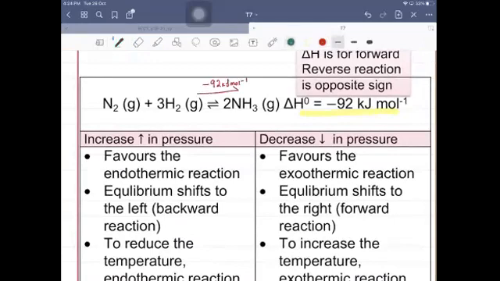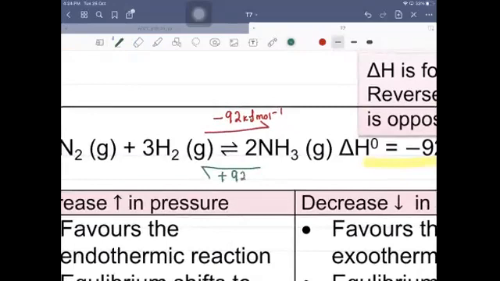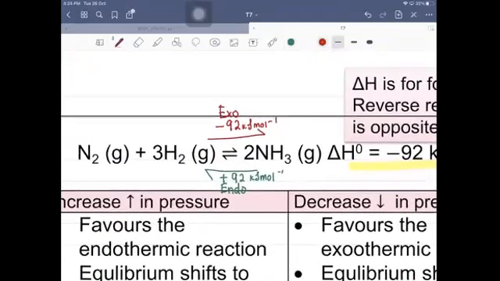And the reverse reaction is the opposite sign, but of the same value. So we say that for a dynamic equilibrium system of the formation of ammonia, the forward reaction is exothermic and the reverse reaction is endothermic. I'll just write it as exo and endo. Does it matter? Yes, it matters because it will affect your Le Chatelier's principle. Is it favoring the forward or is it favoring the reverse?